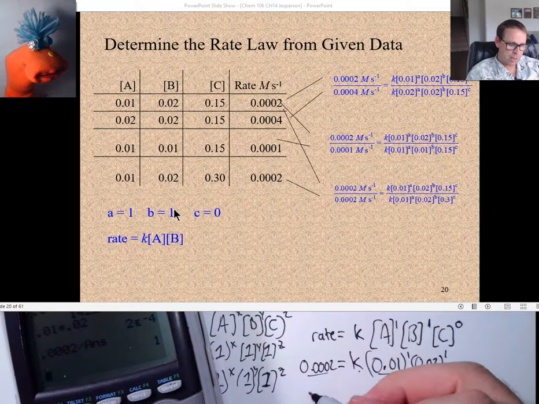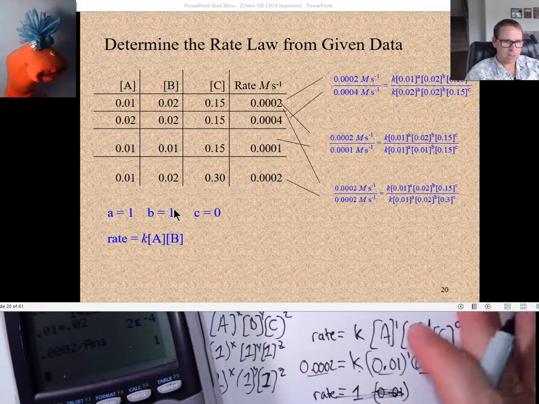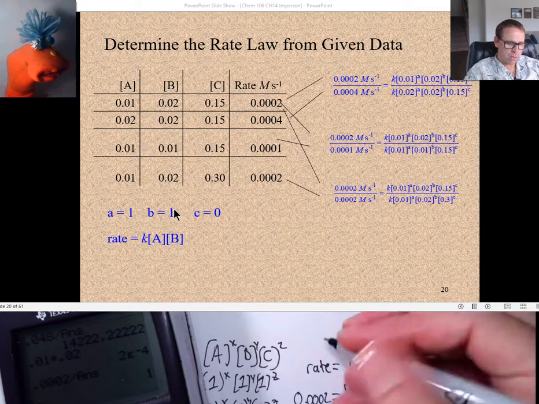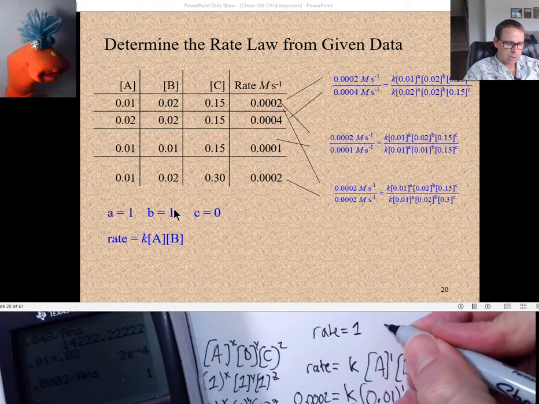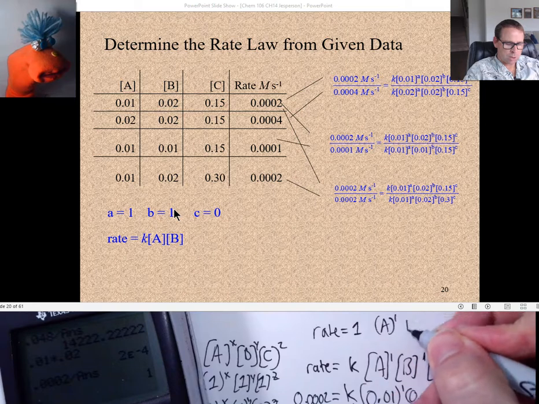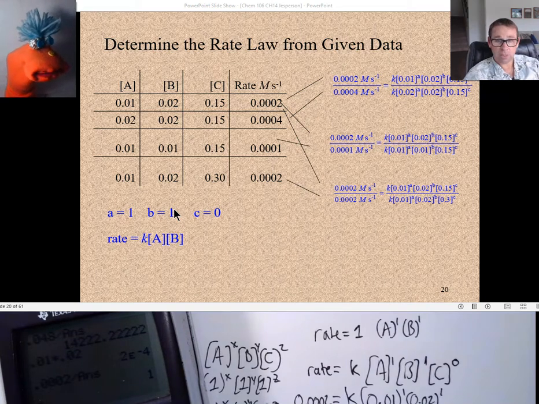So the rate law is the rate of the reaction will be 1 times 0.01. No, I made a mistake. Start over. The rate of the reaction will be 1, that's my k, concentration of A to the 1, concentration of B to the 1. So you tell me the concentration of A and concentration of B, I have the k value, and I can always tell you the rate. And that's what the rate law provides for us.